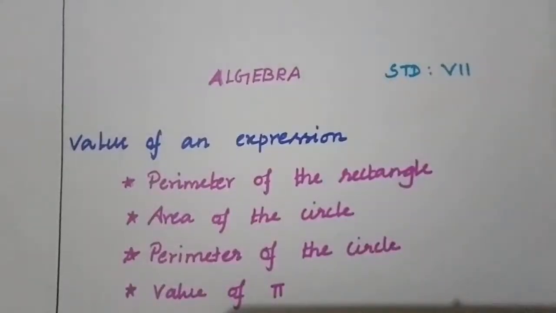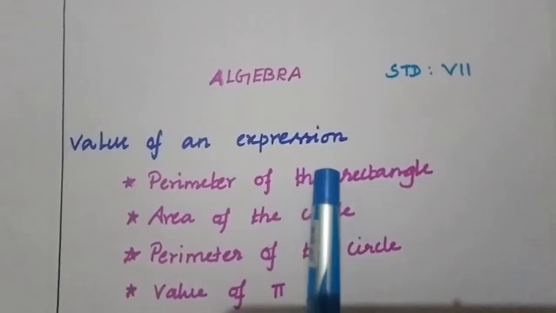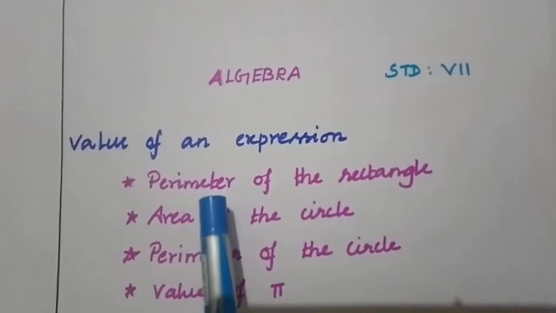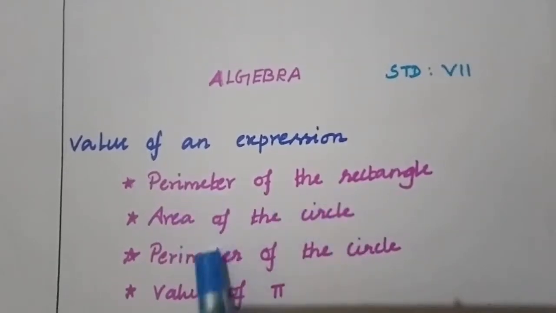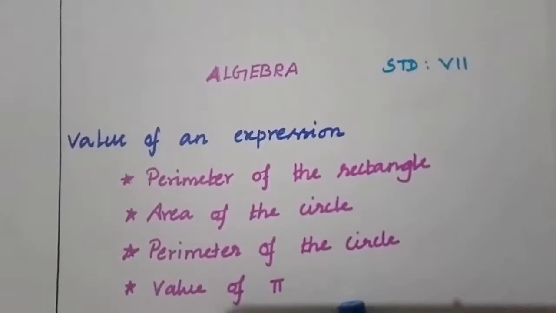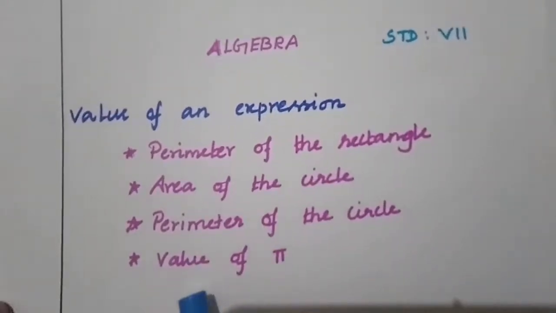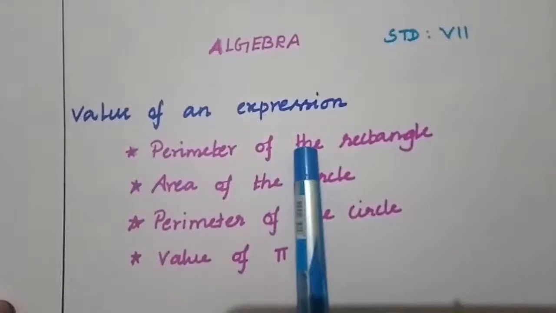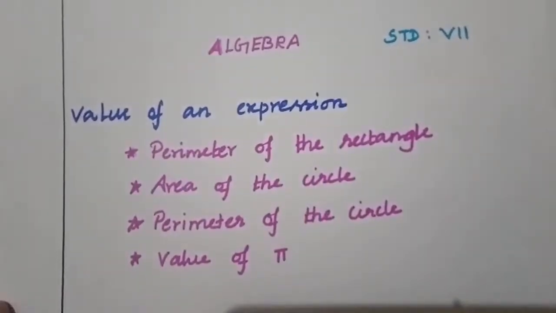In the previous class, we have learnt about the value of an algebraic expression. Using an algebraic expression like the formula, perimeter of the rectangle, area of the circle, perimeter of the circle, we found the value. Yes, and we have used pi also. What's the value of pi? Yes, the value of pi is 22/7. As a continuation of that, in today's class, we are going to learn the value of an algebraic expression for algebraic identities.